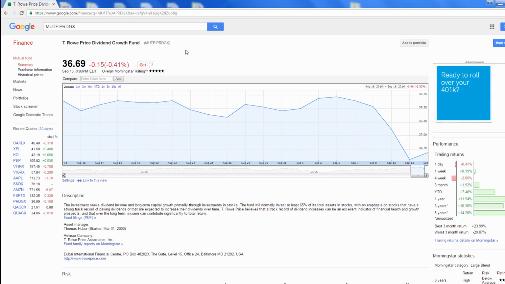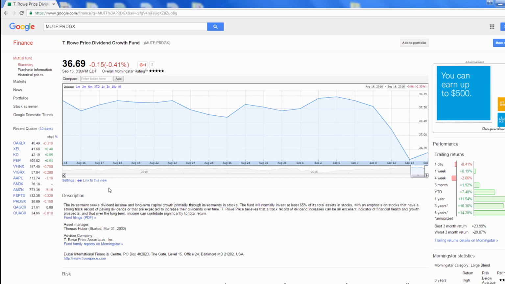I may or may not own these funds actually. I did own T. Rowe Price Dividend, or I actually have a small holding in that. I don't own Oakmark, or the next one we're going to look at here. So just to give you a feel for that. But this is strictly for education. Anything could change any moment, so we're looking at education.